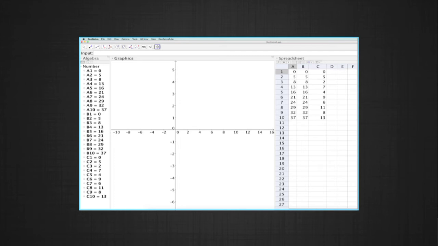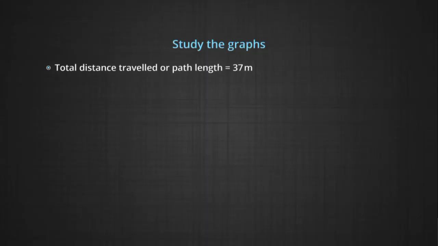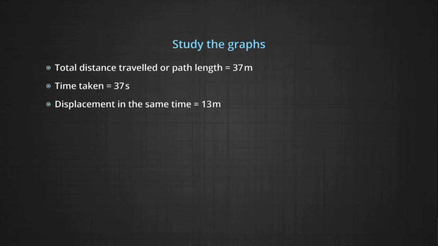That 13 meters is important because he would have fallen into the pit. And so, we have seen from here that the total distance travelled by this drunkard is 37 meters, and the time he takes is 37 seconds, and the displacement is only 13 meters. So, this is a very good example of calculating distance and displacement.